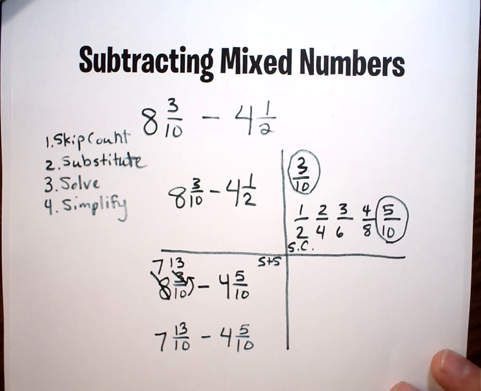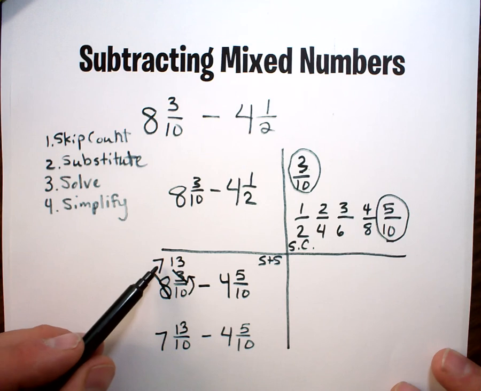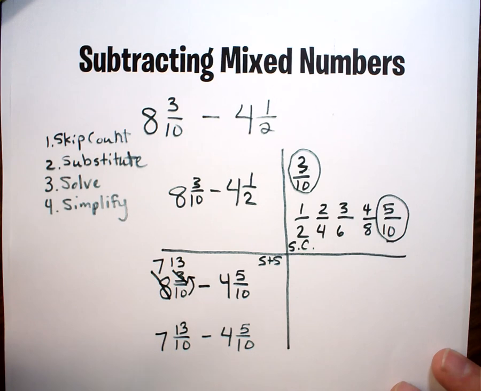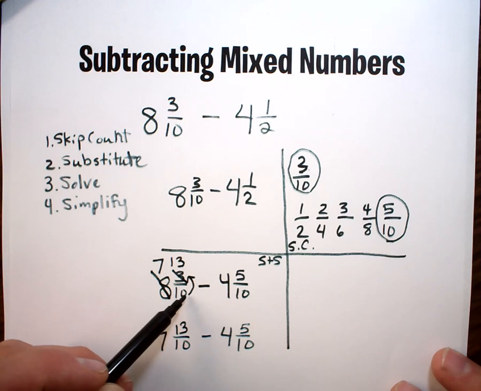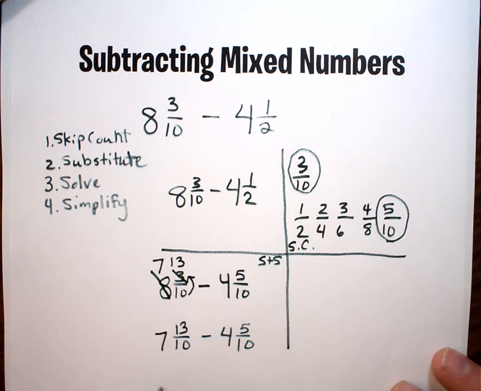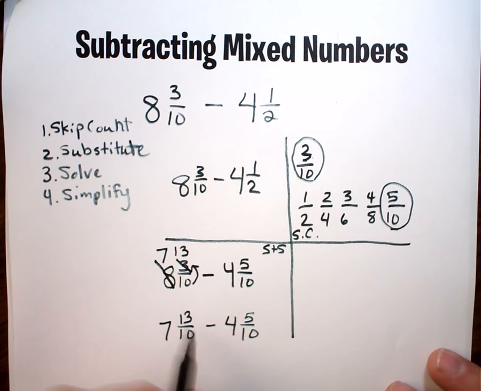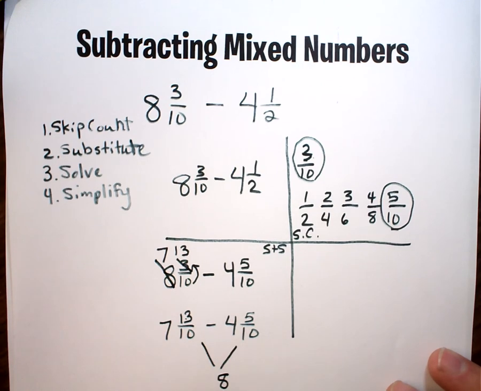Let me say that one more time. I took 1 from the 8, and it became a 7. And where does the 1 go? Well, really you're adding 10/10 to the fraction, but the quick way to do it is to add the denominator 10 to the numerator 3, which gives you 13. And then we can solve it, because now I can subtract: 13 minus 5 is 8. My denominator stays the same, and 7 minus 4 is 3. So my answer is 3 8/10.